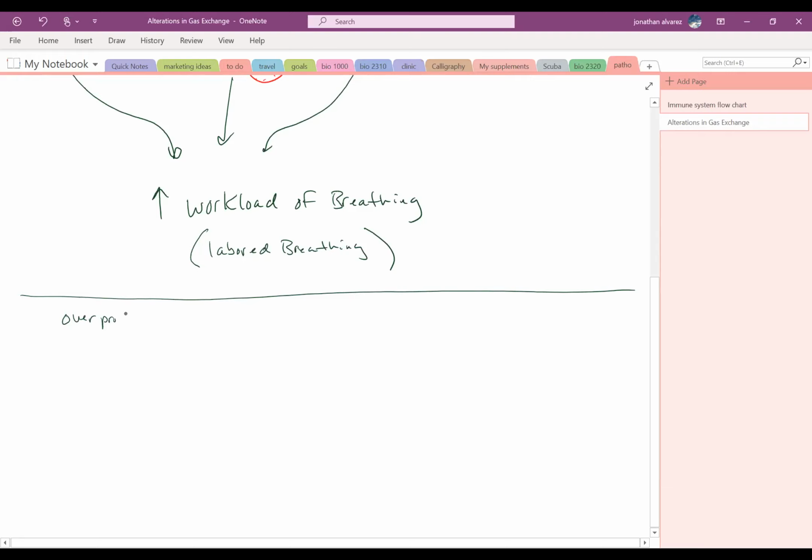Overproduction of mucus, plus the decrease in cilia, plus the narrowing of the trachea, okay, leads to an increase in airway obstruction.